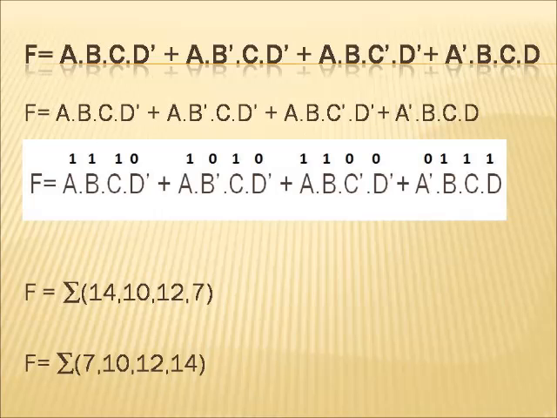1010 corresponding to the decimal 10, right? 1100 corresponding to the number 12. Then 0111 corresponding to number 7. So I have written them like that: 14, 10, 12, 7. And then I am writing those numbers in ascending order, right? Okay. So now we can see that we converted the given expression into the cardinal form.